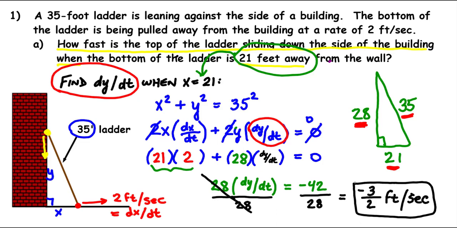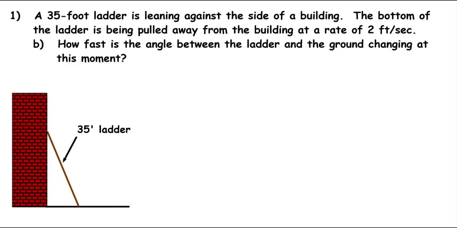Okay, so we know how fast it's sliding down the building, but what about how fast the angle is changing? Part B wants to know how fast the angle between the ladder and the ground is changing. So in other words, we're talking about this angle right here. We'll call it theta, because that's usually the Greek letter we like to use for angles. Of course, we have a right angle right here by the building. So how fast is theta changing at that moment?